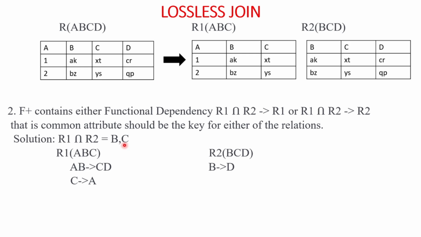So we have to find whether BC can be a potential key for R1 or R2 based on the functional dependency set given. Three functional dependencies were given in the original set F: AB tends to CD, B tends to D and C tends to A. Now find whether BC can be a key for R1 or R2. At least for one of the relations it has to be a key.